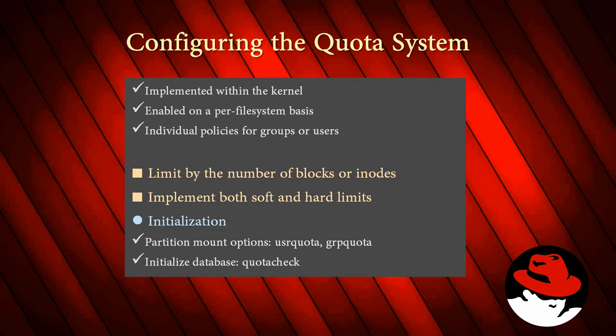The initialization consists of partition mount options, usrquota for user quota and grpquota for group quota, and initializing the database with quotacheck. You can use these commands to create a user quota, a group quota, and check the quota initial database.